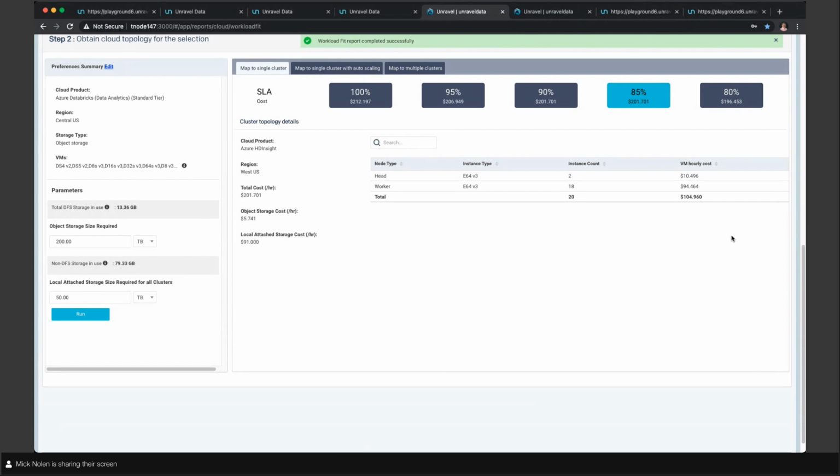We see dev environments getting moved. You probably don't need 100% SLA on those, but if you've got critical business functions, those are the ones you're going to want to move surely at 100%.